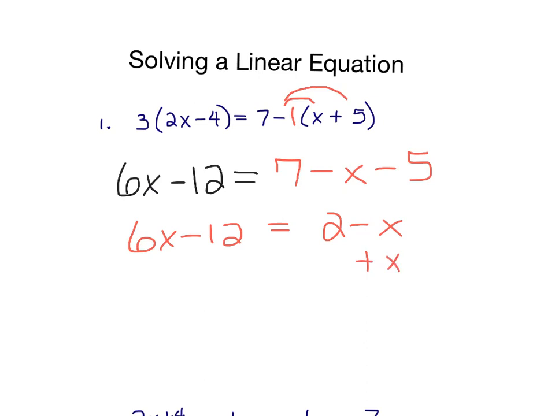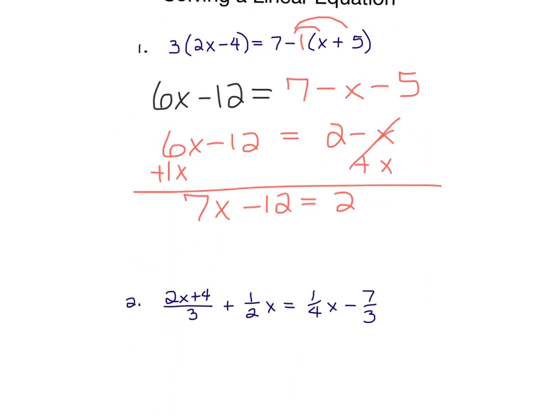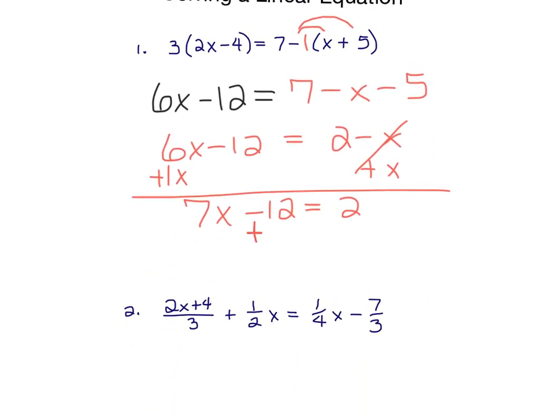I like letters left. So I'm going to move that over. So then now I get 6x plus 1x minus 12 equals 2, because the x canceled from the right. Now I'm going to add 12, and I get 7x equals 14. Divide by 7, and I get x equals 2.